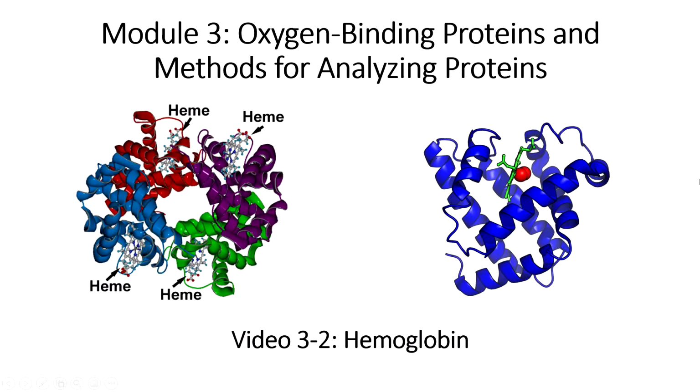This is Module 3, Oxygen Binding Proteins and Methods for Analyzing Proteins. In this video, I'm going to be discussing hemoglobin, which is the primary oxygen transport molecule in the body. And I'll also be comparing its binding affinity for oxygen to that of myoglobin.